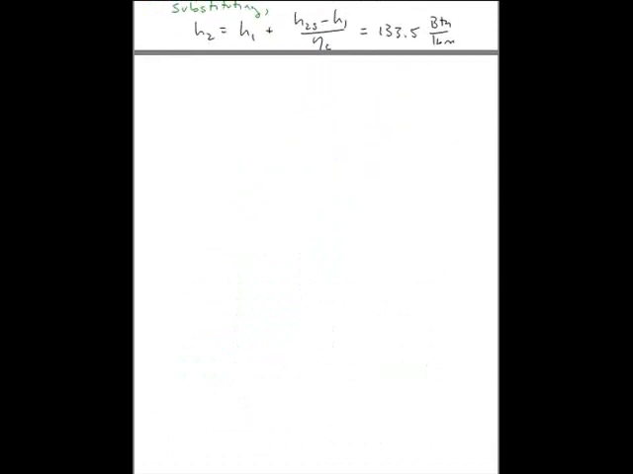So the work in is equal to enthalpy 2 minus enthalpy 1. It's equal to 133.5 minus 130 BTUs per pound mass, or about 3.5 BTUs per pound mass.